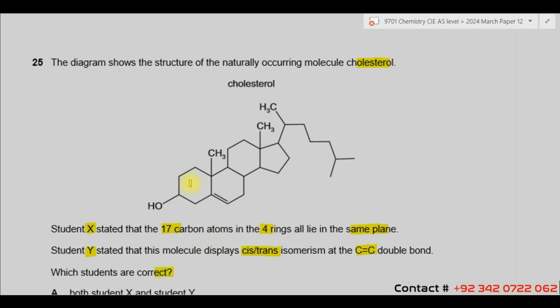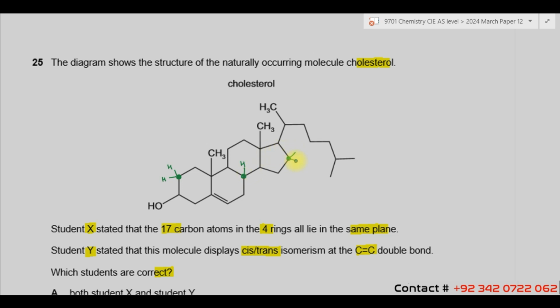We have 4 rings, 1, 2, 3, 4. We can pick out any one carbon and let's look at that. For example, this one is making 4 single bonds as it has 2 hydrogen atoms. So this carbon is sp3, so tetrahedral. Similarly, this carbon is bonded to a hydrogen atom and 3 other single bonds, so it is also tetrahedral sp3.